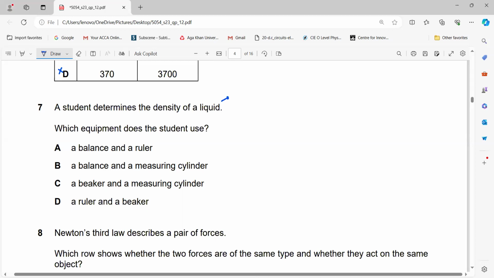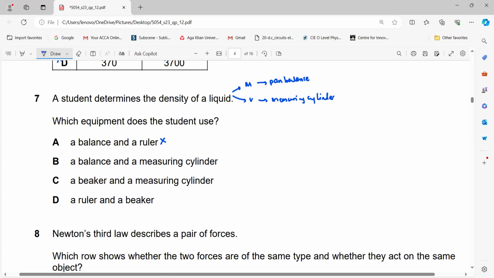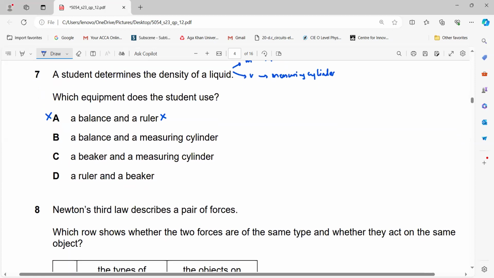To find out the density, you have to first find out the mass separately and volume separately. You find out mass through a balance, pan balance, or a beam balance, and volume through measuring cylinders or beakers, right? So let's see what our answers could be. A balance and a ruler, I don't need a ruler, so A is not the answer, because a ruler measures length.